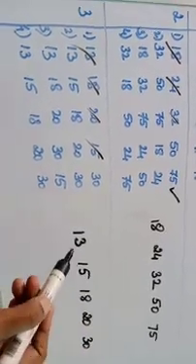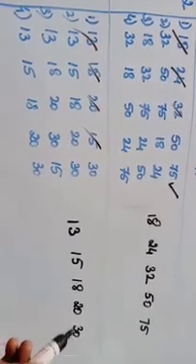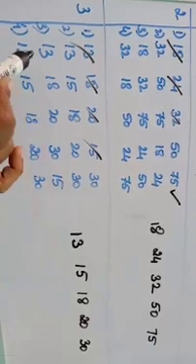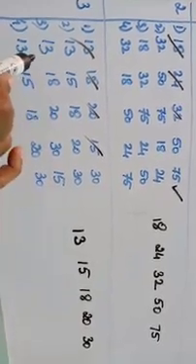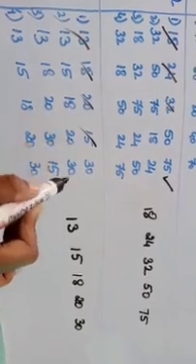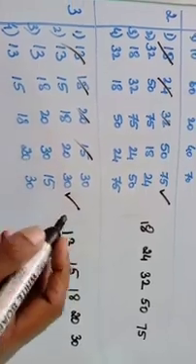That means our answer is 13, 15, 18, 20, 30. So let's search in this line. Remaining numbers 13, 15, 18, 20, 30. That means the second option is our right answer. So here we have completed our ascending order.